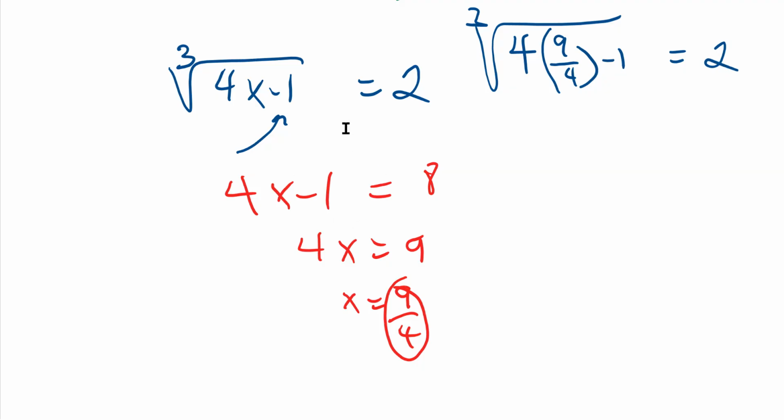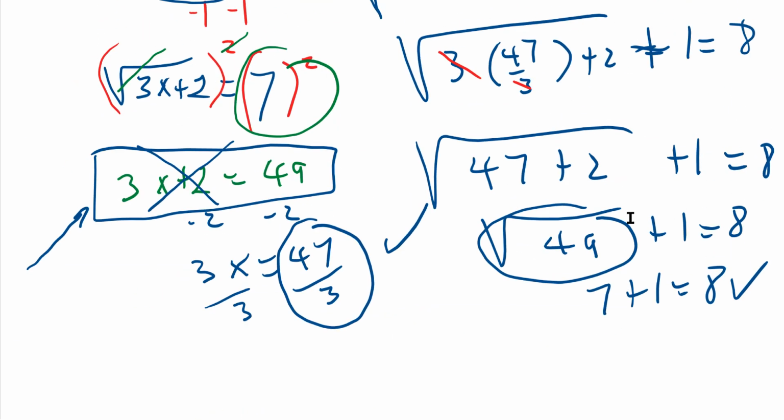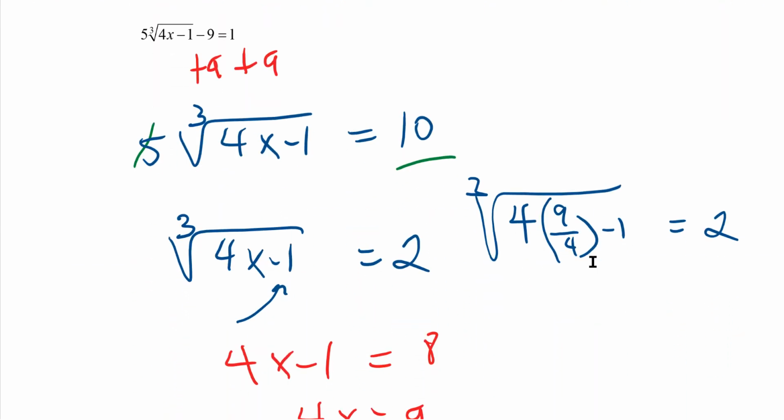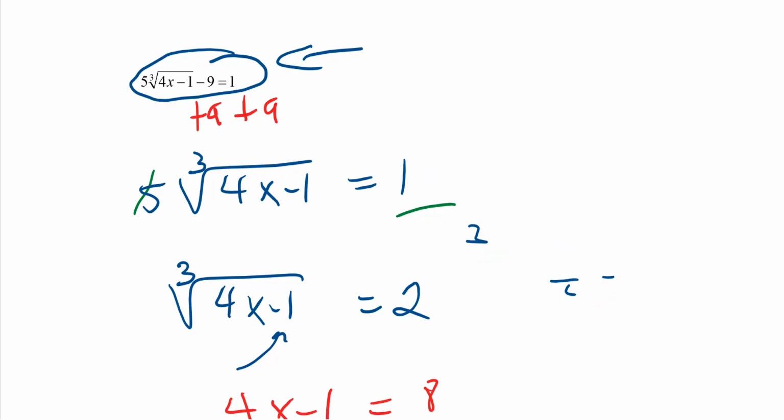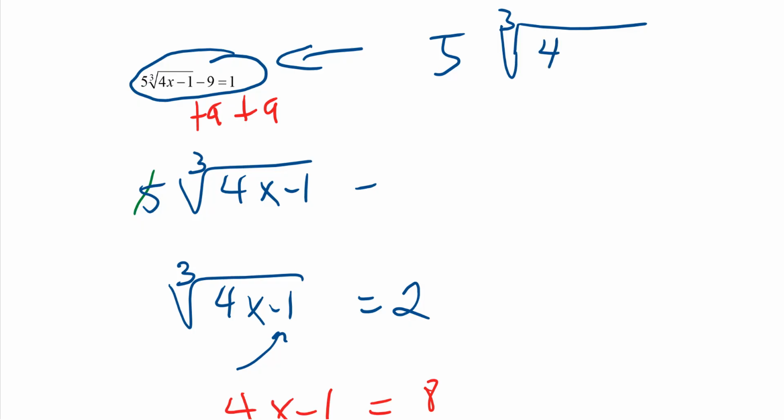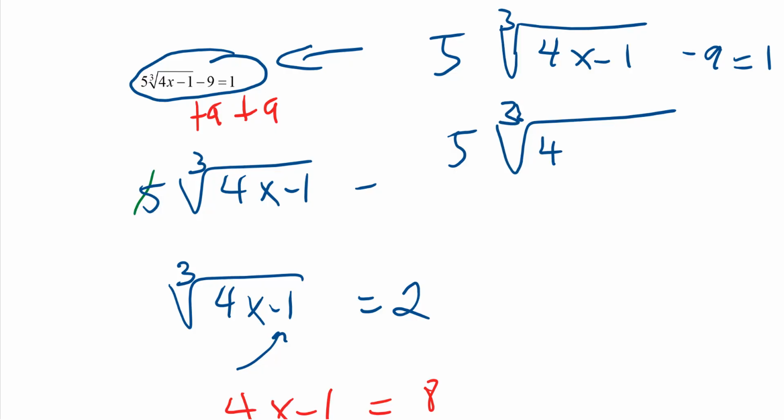Wait a second. Is that the original equation? Let's go back here and see. No, sorry. Excuse me. That's not the original equation. We're going to go back to the original equation. So we're going to plug our answer into 5 times the cube root of 4x minus 1 minus 9 equals 1. So we're going to have 5 times the cube root of 4 times whatever our answer was, minus 1 minus 9 equals 1.